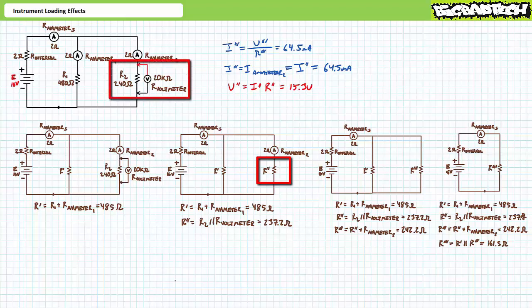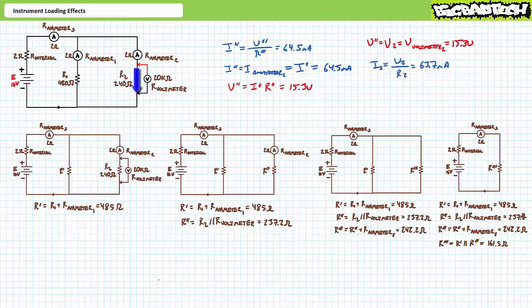R double prime is a parallel combination of R2 and the non-ideal voltmeter. Voltage across elements in parallel is the same. V double prime equals V2, which equals the voltage across the voltmeter, and they all equal 15.3 volts. An application of Ohm's law demonstrates that I2 is 63.7 milliamperes. Yet another application of Ohm's law demonstrates 764.5 microamps leaks around resistor R2 through the non-ideal voltmeter.